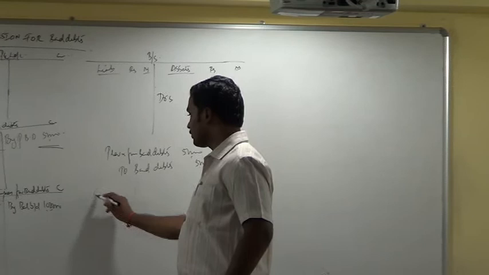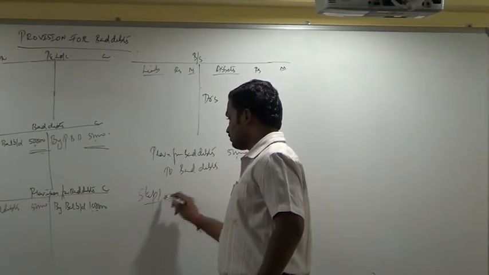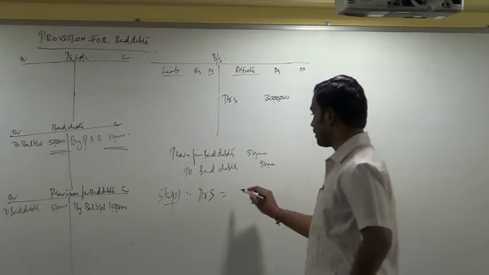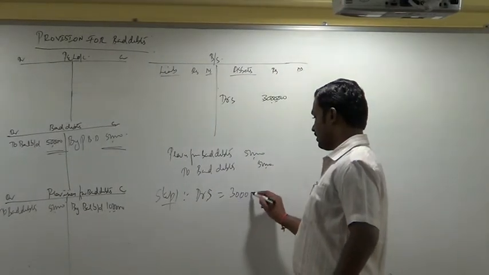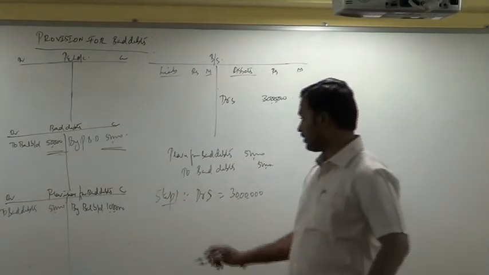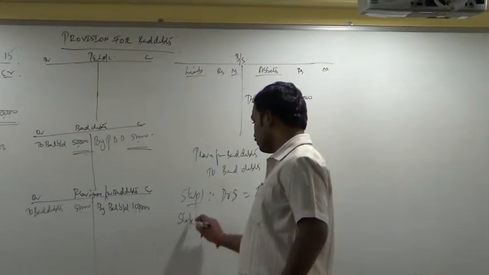Step 1. Tell me the steps now. Debtors. How much is the debtors shown in the balance sheet? 30 lakhs. Debtors shown in the balance sheet: 30 lakhs. Step 2.